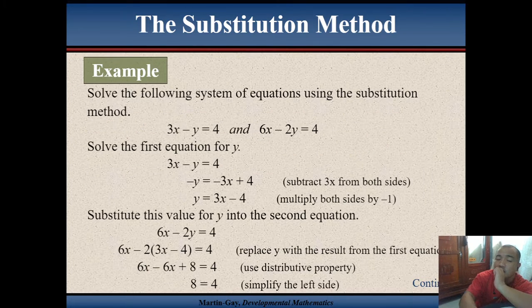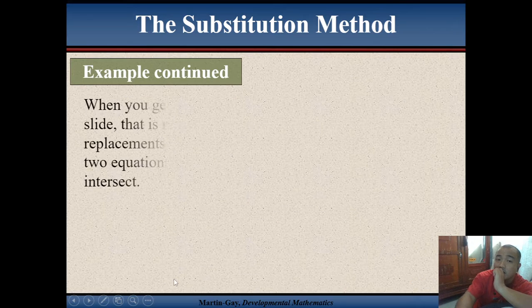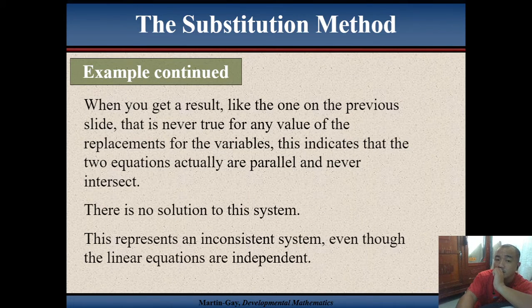So ganon. Pag nag-solve ka ng system of equations na ganito ang result, 8 equals 4, using the substitution method, right, parallel. Pero pag equal yan, 8 equals 8, that means it has infinite solutions. Pero pag ganito, 8 equals 4, that means parallel lines sila. There is no solution to the system. This represents an inconsistent system even though the linear equations are independent.